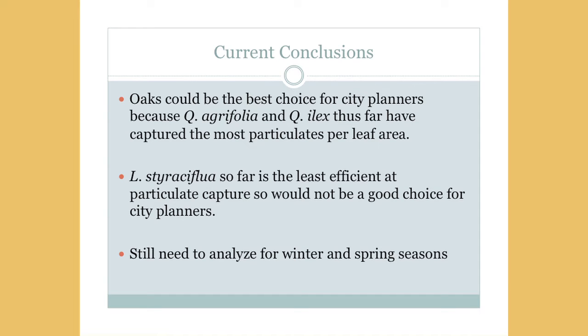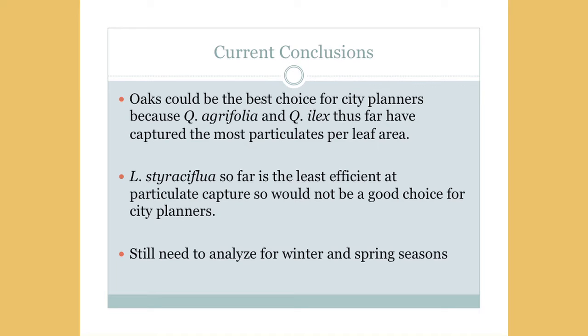Just concluding those results, from what I have thus far, it looks like my oaks, Quercus agrifolia and ilex, could be the best choices for city planners to plant. Specifically, agrifolia would be great to see. It's a native species, and if it does the best at particulate capture, that would be great.